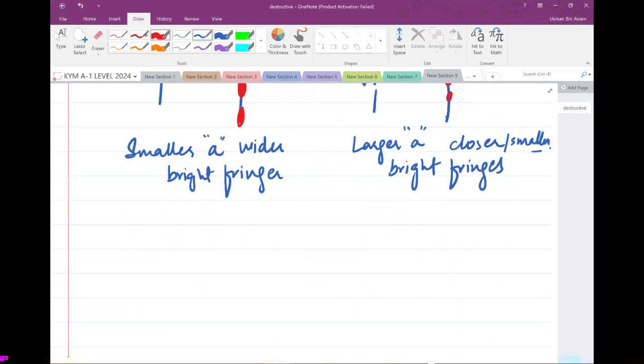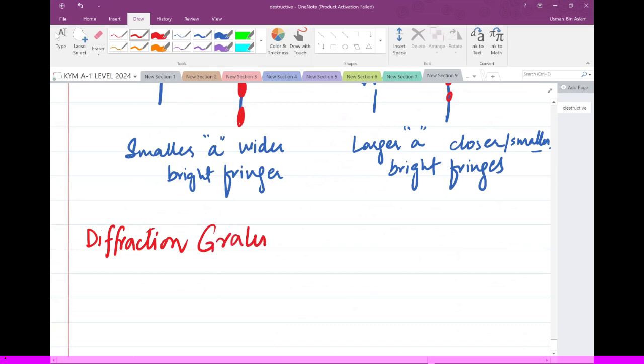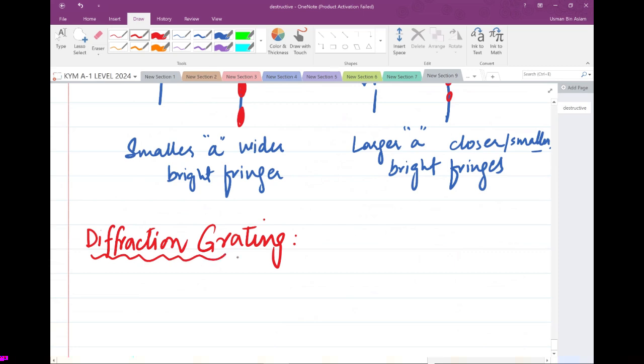We have the last few minutes remaining. I'd like to give you an introduction of the next subtopic from the same chapter, and it is called the diffraction grating. Okay, it's just going to be an introduction. I'm not going to go into a lot of details here for today. What exactly is a grating?